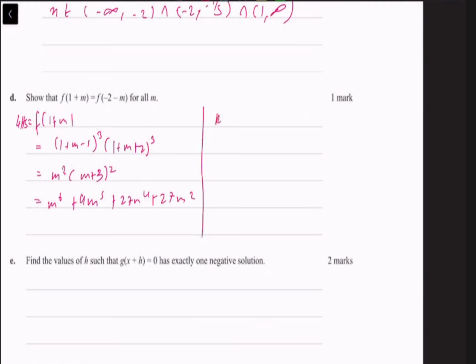And then the right hand side is f of negative 2 minus m. So negative 2 minus m minus 1, cubed. And then negative 2 plus 2 minus m, cubed. So negative 3 minus m, cubed, and then m cubed.